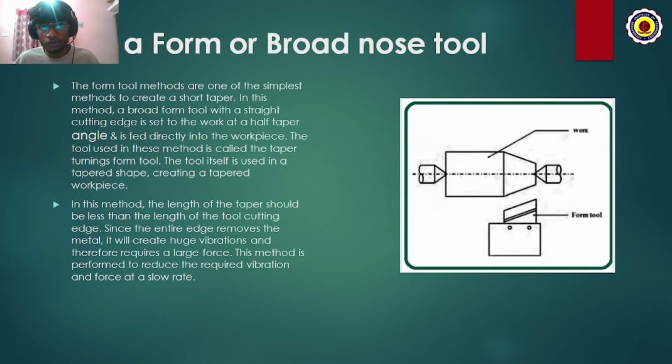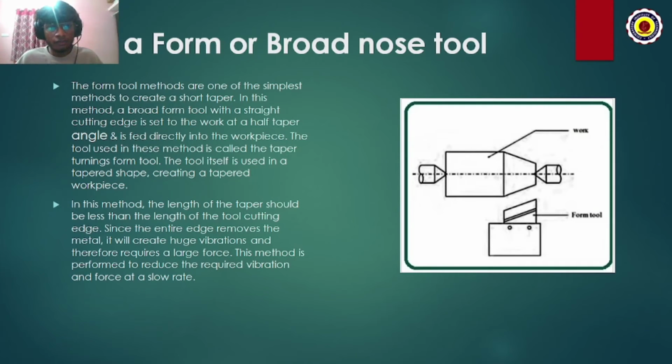So the first one is using a form or a broad nose tool. Here, as you can see, there is a form tool provided right here, which is fed directly to the axis of the rotating workpiece in order to provide a taper surface on the workpiece. You can see the workpiece right there already has a taper, so that the workpiece is produced with a taper while the cutting tool is fed directly into it.